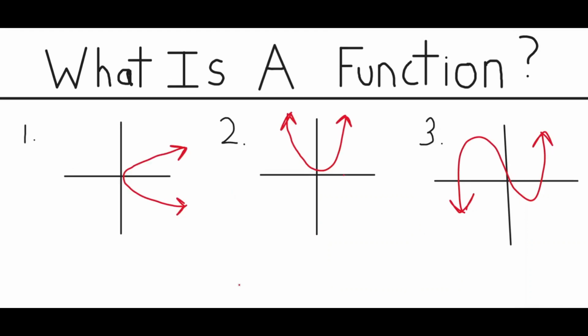Let's take a look at these 3 graphs. Are they functions? One way that you can tell if a graph is a function is by doing a vertical line test. This means that you draw a vertical line through the function and see how many times it crosses the function. If it crosses the function once, it is a function, but if it crosses the graph more than once, it is not a function. If we look at this, it crosses our graph here and it also crosses our graph there. So this cannot be a function.